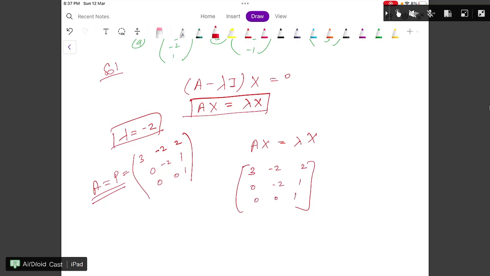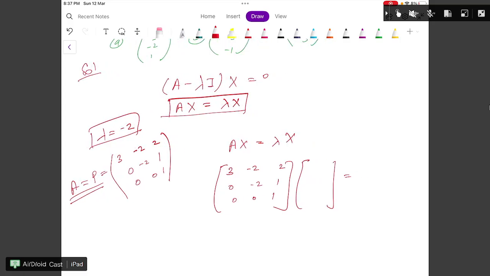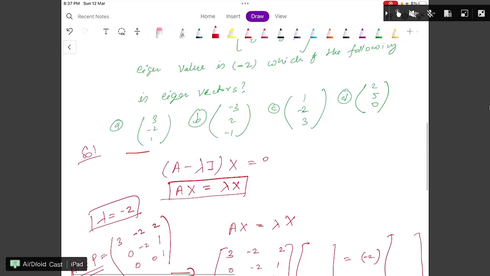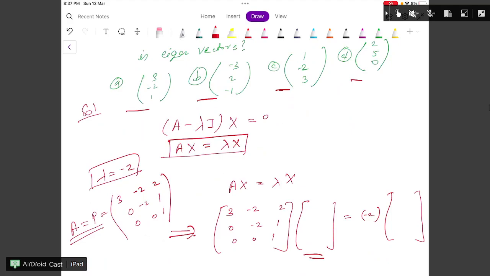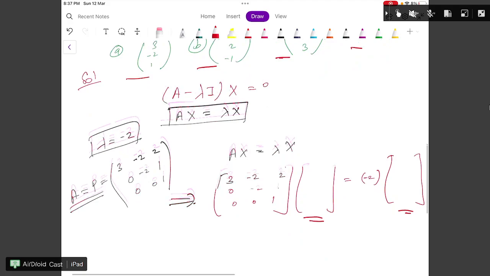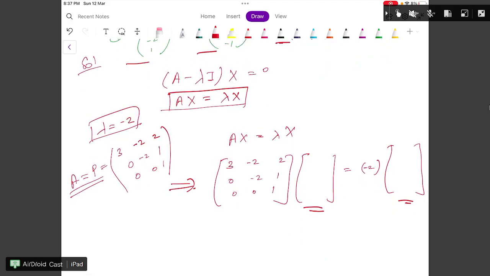This is the given matrix. Now let x be empty, and just write down the lambda value. According to the problem, it is -2, and just leave the x place empty. Now I will solve it by substituting these options here. In this place I will substitute, and whichever x vector satisfies LHS equals RHS will be the answer. So suppose I take option A.